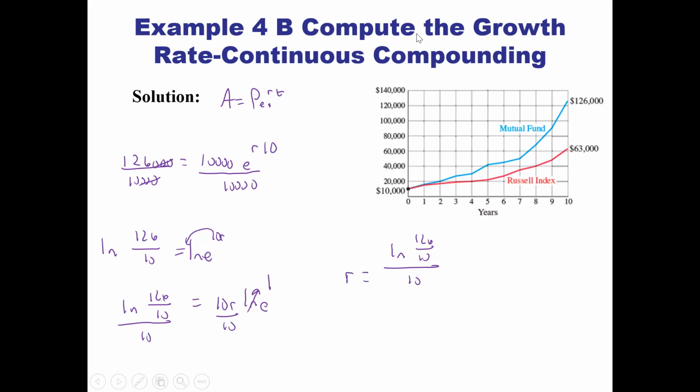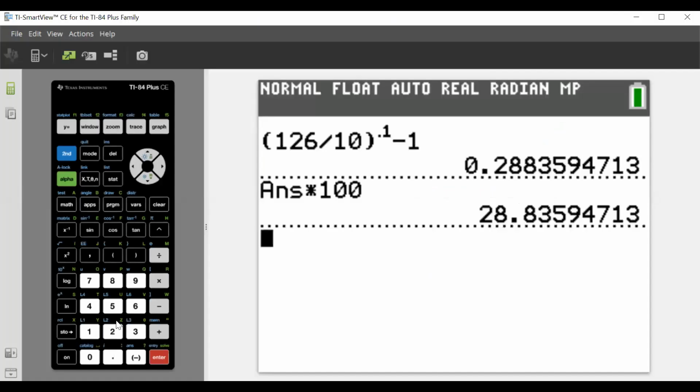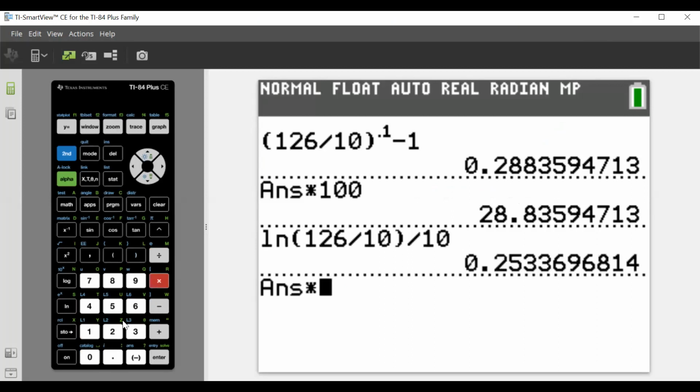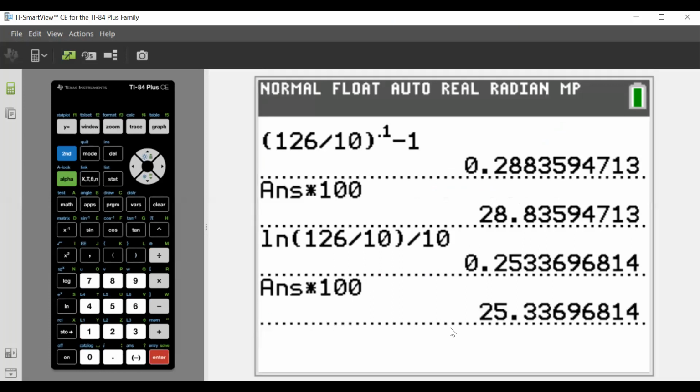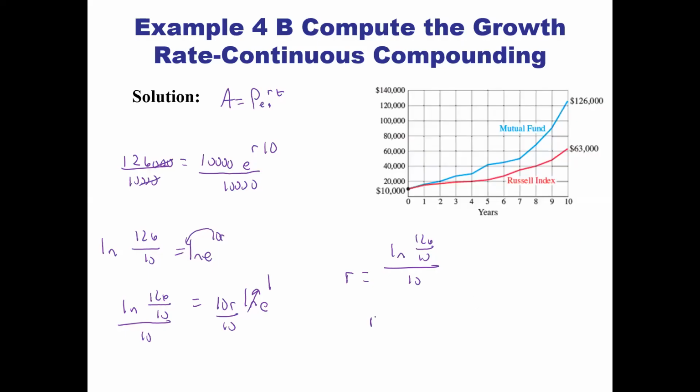So again, going to our calculator, we have to find ln of 126 divided by 10, and then that whole thing divided by 10, and we get this. Multiply that times 100 to get our percent. So 25.337 looks to be our percent here. So the R is going to be 25.337%.